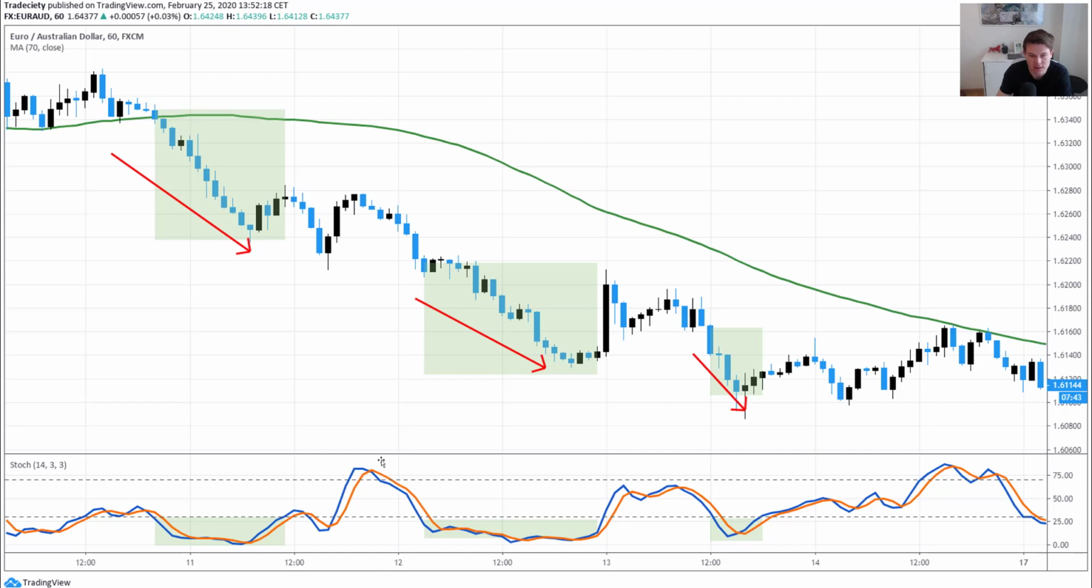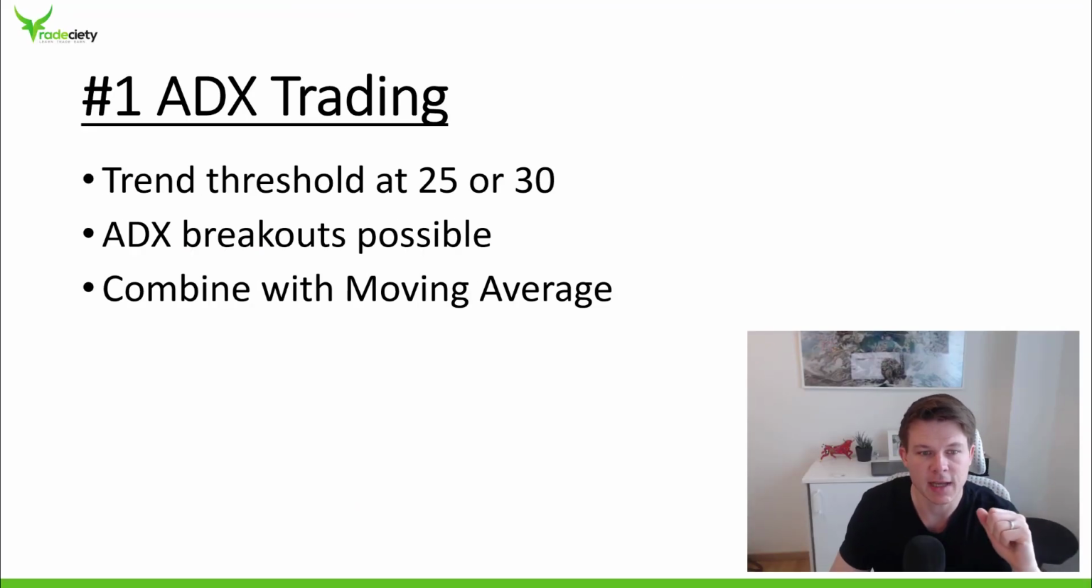And you can see, even though the market is overbought during a downtrend, it usually doesn't work as nicely. So try to really find only trades into the direction of the overbought and oversold, and you will make much, much better trading decisions. So let's start with the ADX.